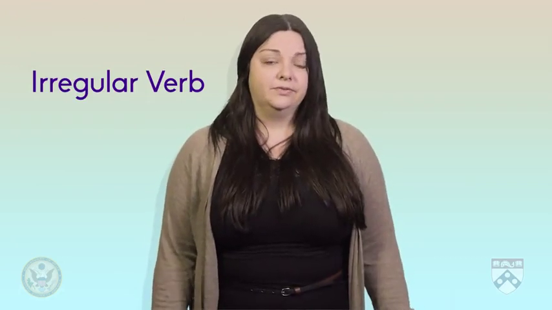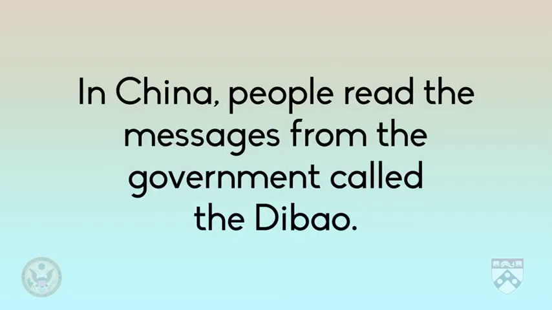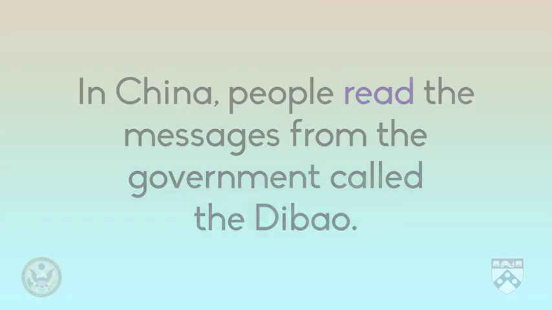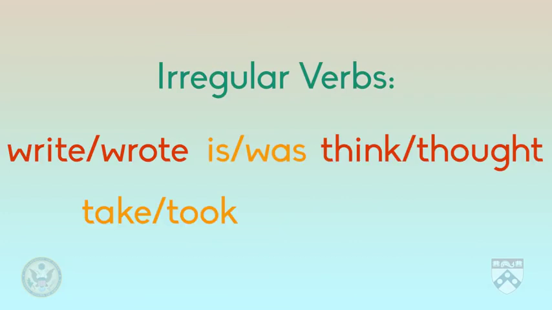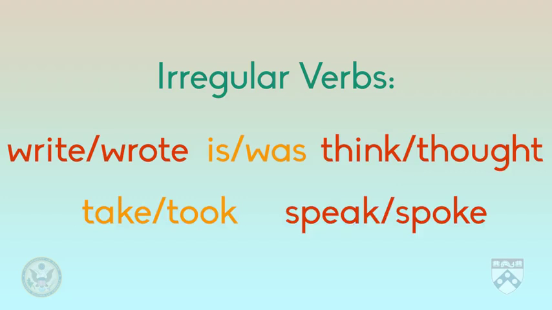Here's another example. In China, people read the messages from the government called the Dibao. Here, the verb to read is in the past. There are as many as 400 irregular verbs. It's worth memorizing these forms because many of these verbs are quite common. For example, write, wrote; is, was; think, thought; take, took; or speak, spoke. There's a link in the bonus materials that will help you study the most common irregular past tense verbs.